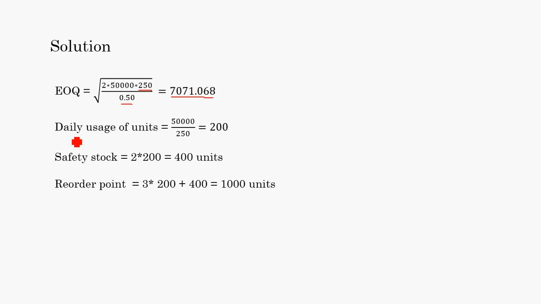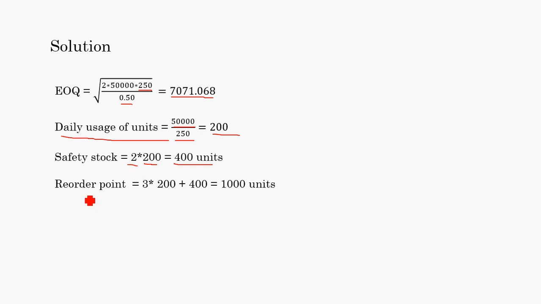Now you're going to calculate daily usage of units. Why we are calculating the daily usage here is to calculate our reorder point. You are using 50,000 units in a year, and it was given in the question that they work for 250 days in a year. So 50,000 divided by 250 will give you 200. So 200 units of cheese is what they are going to use every day. And the safety stock, they are expected to maintain for 2 days. So 2 into daily usage of cheese will give you 400 units. So 400 units of cheese is your safety stock.